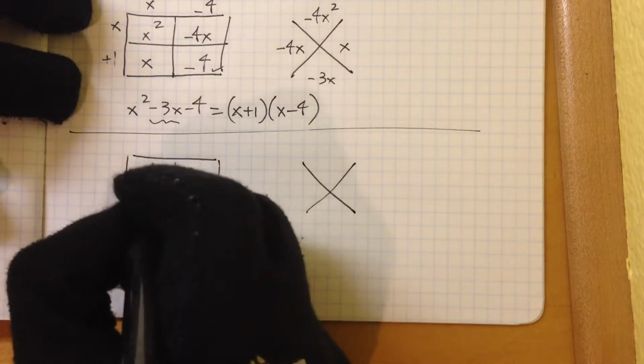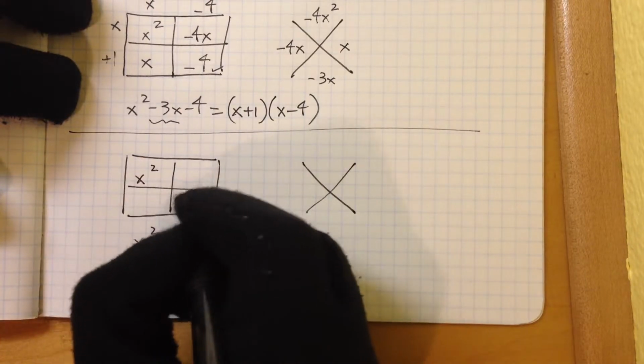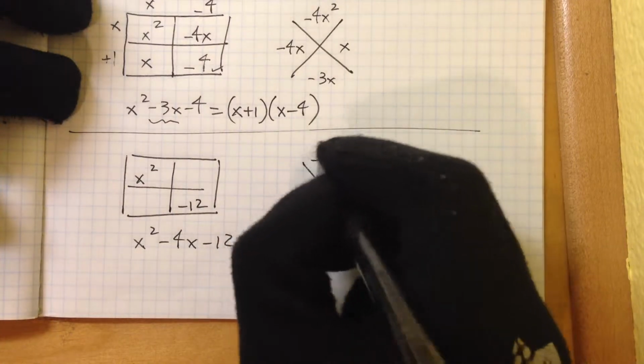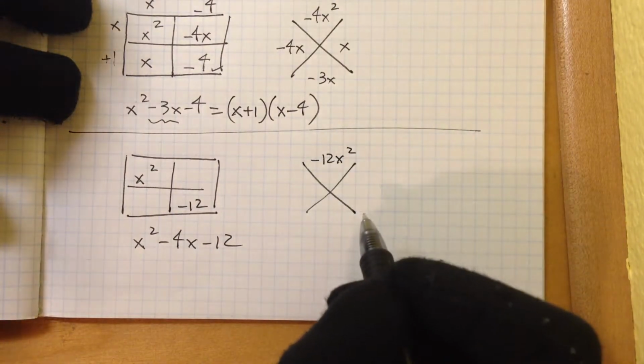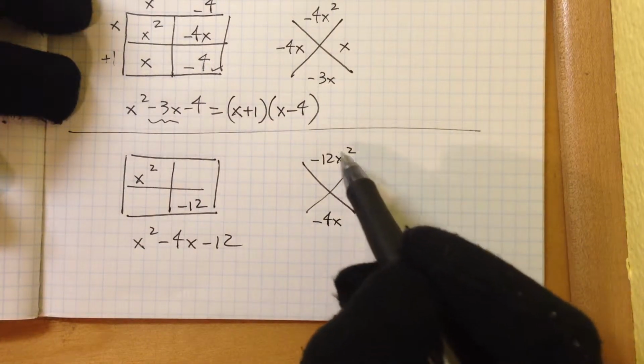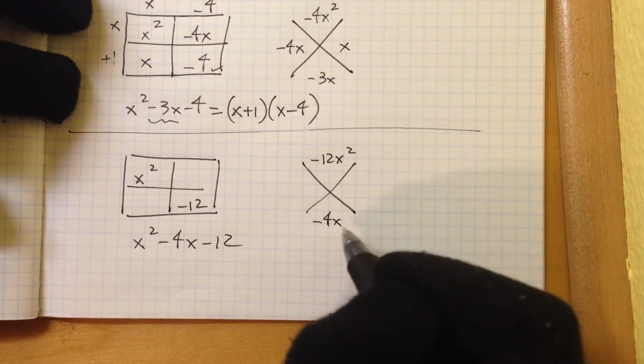First term, first box. Last term, last box. Product of the first and the last, so negative 12 times x squared. That goes up top. Downstairs, negative 4x. Okay, what are the factors of negative 12x squared that give me negative 4x?